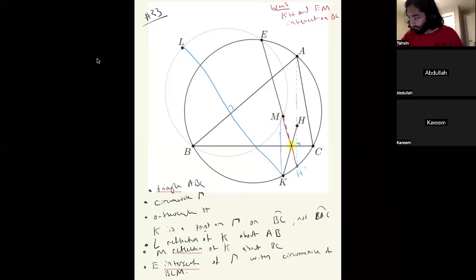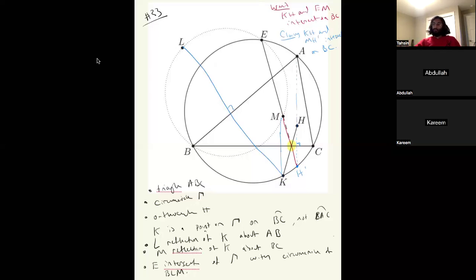So let me just write what I'm saying. So this is a claim, I guess. So maybe I'll call it a claim. KH and MH prime intersect on BC. Does that make sense? Yes. Right. So KH and MH prime intersect on BC.